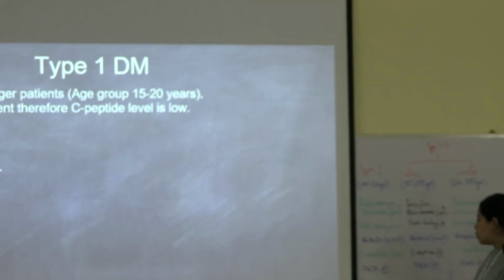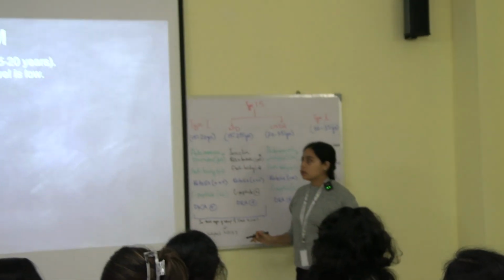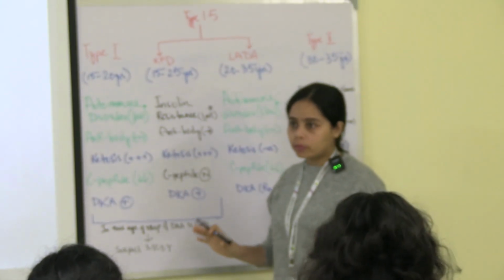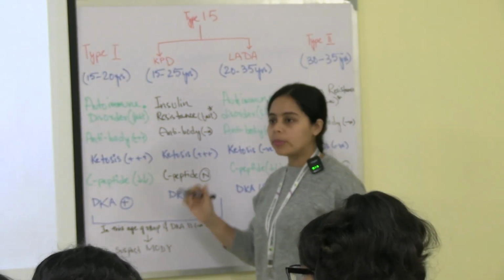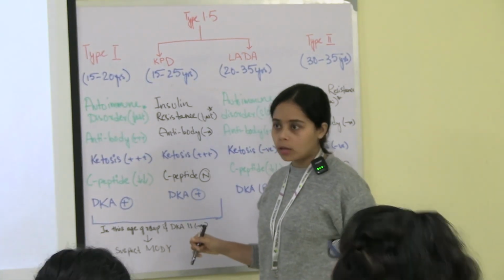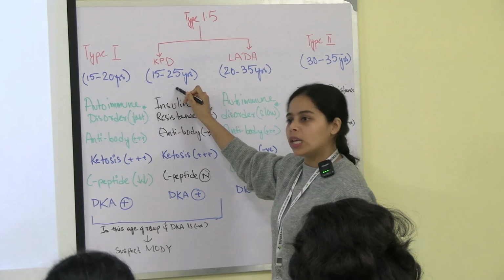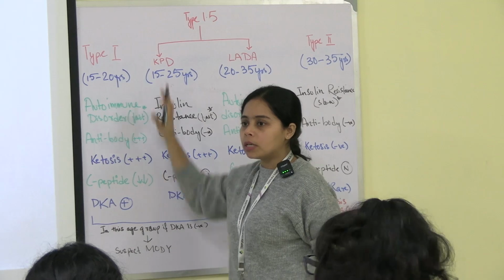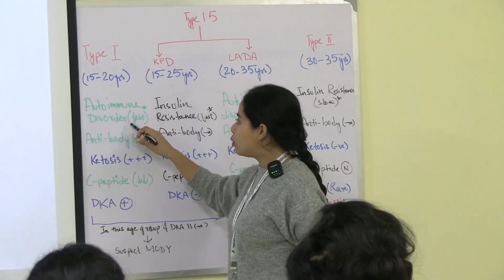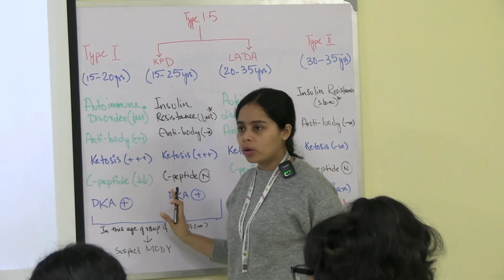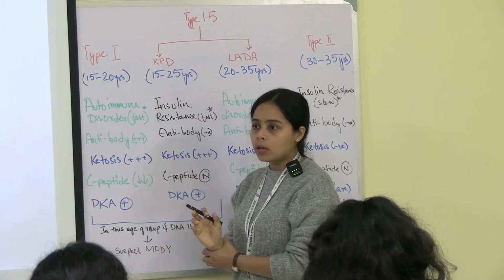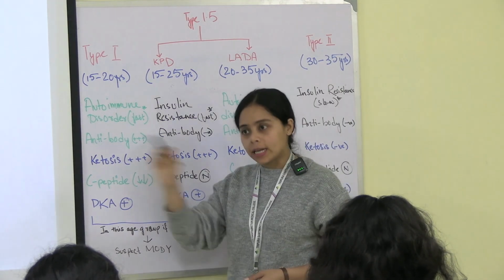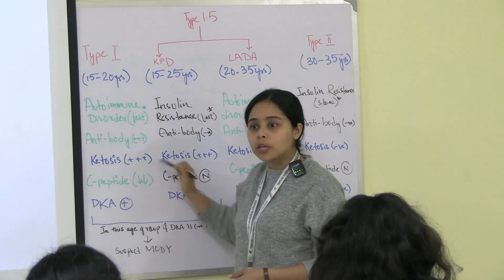See, MODY is also a type of diabetes, right? MODY also happens in the younger group of children; the name itself says maturity onset diabetes in young. Type 1 and KPD also happen in young people only. So suppose you see a young patient, you check the antibody and everything, but you see that ketosis is not there. If ketosis is not there, then we suspect MODY. How to confirm MODY, I will tell you.